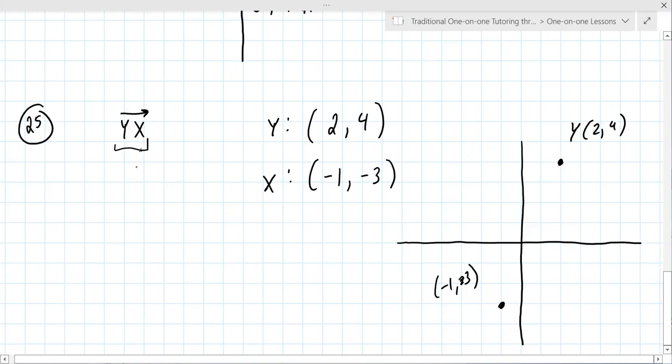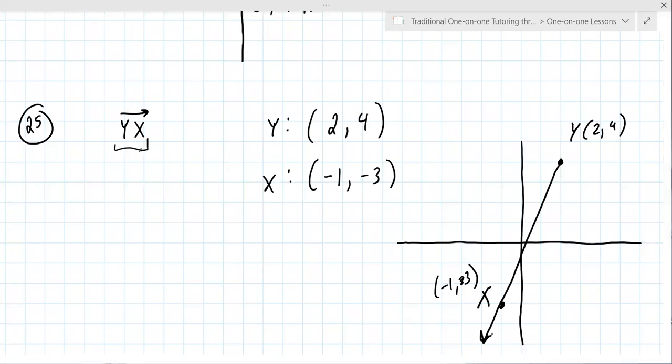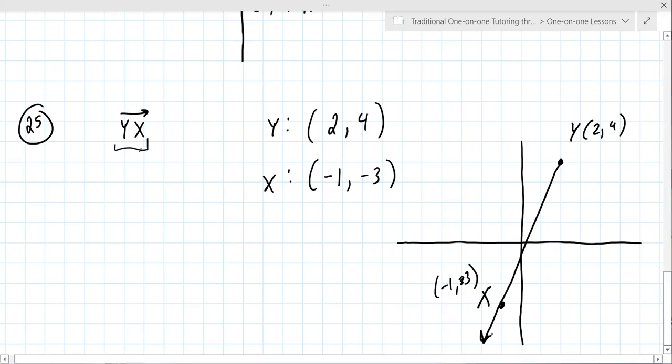So which letter does it start with? You can only say one letter. Which is the first letter? Y. So it has to start at Y. It starts at Y and goes through X. That's very important. It's very important that you understand that it starts at one and goes to the other.